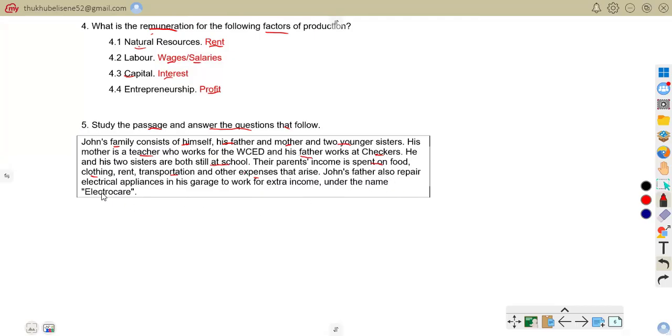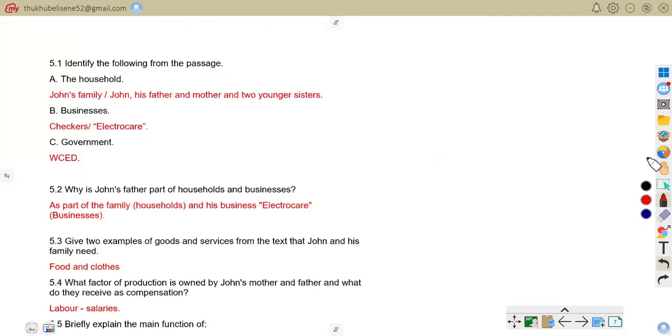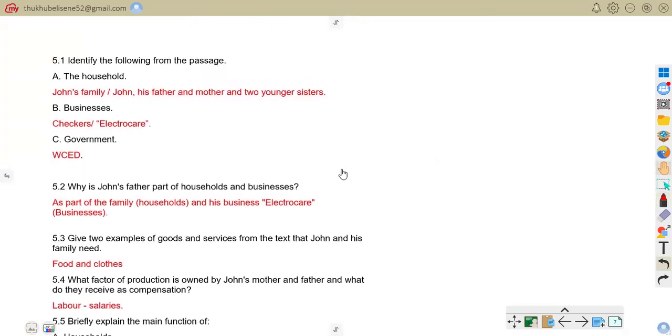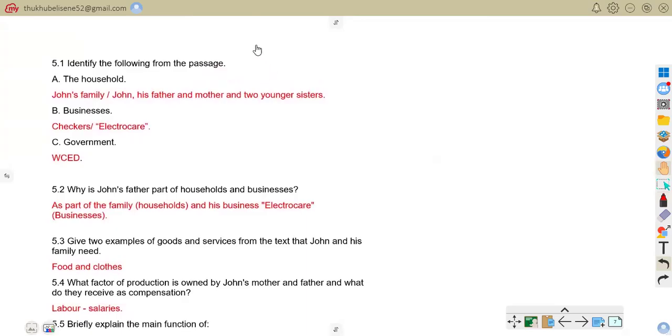John's father also repairs electrical appliances in his garage to work for extra income under the name of Electro Care. So now let us come to questions and answers. So here we are under questions and answers. Identify the following from the passage.